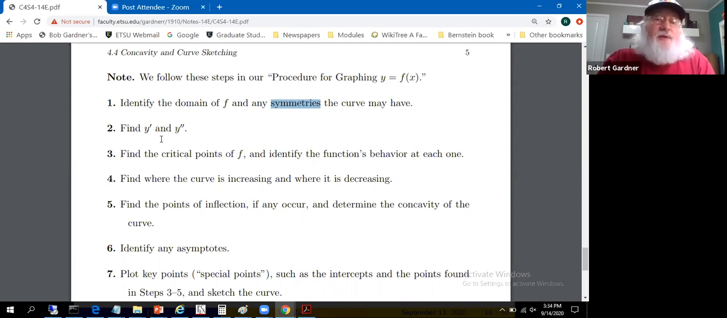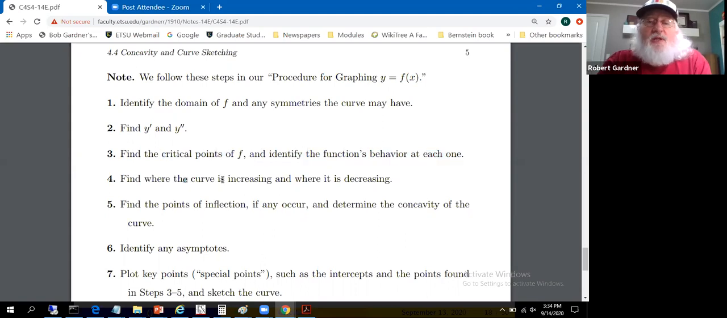Find the derivative and the second derivative. Find the critical points. Identify the function's behavior at those critical points. Is the derivative 0? And that's why we're dealing with a critical point? If so, little horizontal hash mark. Or is the derivative undefined and something's gone wrong? Well, in that case, I say little vertical hash mark for those kinds of critical points.